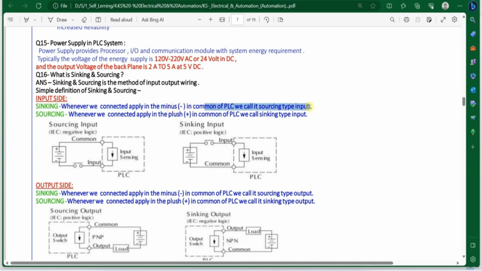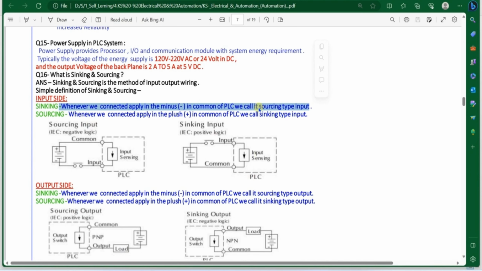And we call it the sourcing input. The wiring is syncing, but we call it a sourcing type of input because the input is a source from the field module, like the level switch, pressure switch, conductivity switch, air pressure switch, and flow switch. So it is called a source type of input. Where we connect plus to the common of the PLC module, we call it a syncing type of source input.